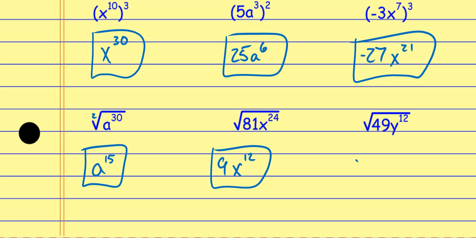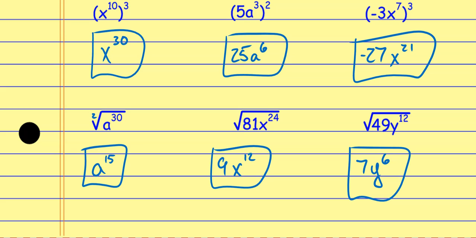Here, the square root of 49 is a 7. And then we divide the exponents. That's y to the 6th. Okay? So rules of exponents. Remember, anything to the 0 power is 1. Negative exponents go to the other side of the fraction bar. That's how we make them positive.